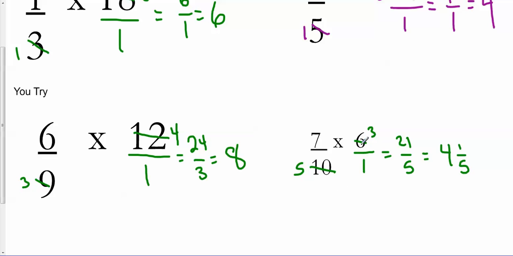Next problem, made 6 a fraction, 6 over 1. I simplified the 6 and the 10, divided them both by 2. 7 times 3 is 21. 5 times 1 is 5. So I got 4 and 1/5. Now, how did you get 4 and 1/5? Well, 21 divided by 5 is 4.